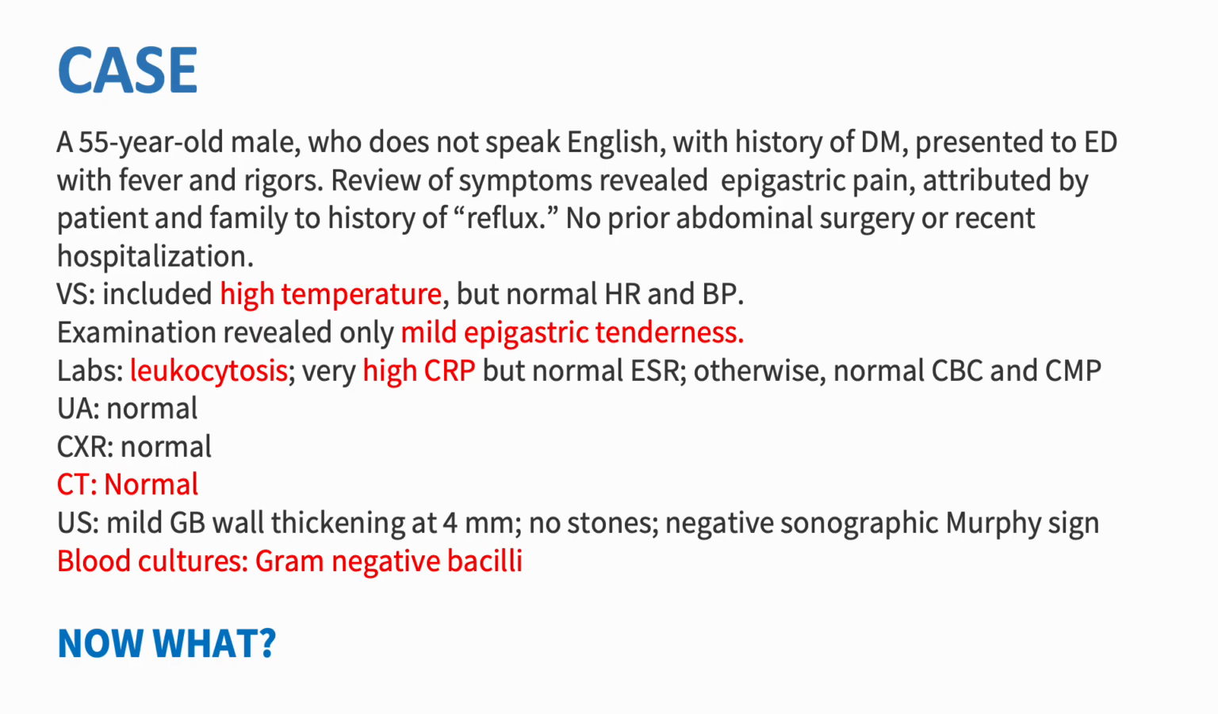or alarming signs, I mean. Labs showed leukocytosis, very high CRP, but normal ESR. Otherwise normal CBC and normal complete metabolic panel. Urine analysis was normal. The patient didn't have urinary symptoms anyway. Chest X-ray was normal. The patient didn't have any cardiopulmonary symptoms anyway. And the CT scan was also normal. Ultrasound of the abdomen showed mild gallbladder wall thickening, about 4 millimeters, but no stones, and they reported a negative sonographic Murphy sign.